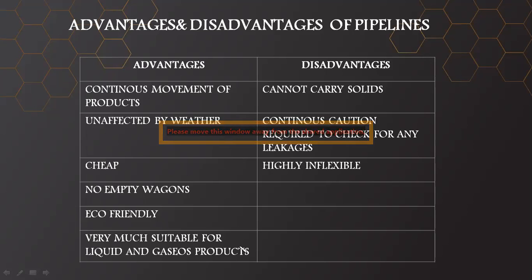It is suitable for liquid and gaseous products. Disadvantage is that we cannot carry solid goods through this pipeline, and caution is required. Very much continuous caution is required to check for any kind of leakages, and it is highly inflexible. We cannot keep on changing its place from one location to another. So these are the different modes of transportation.